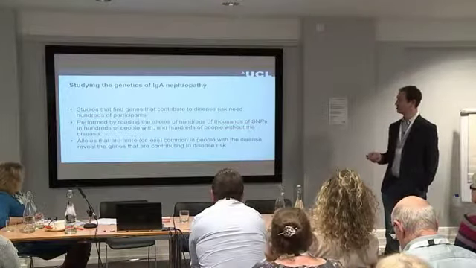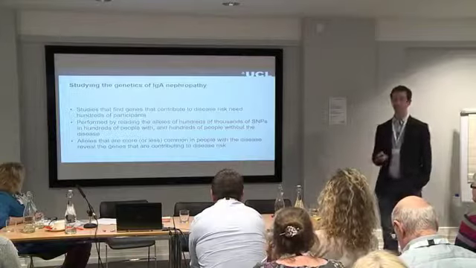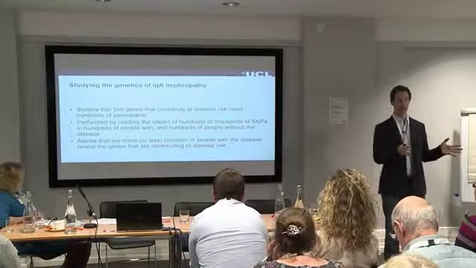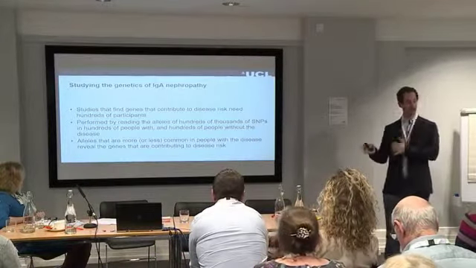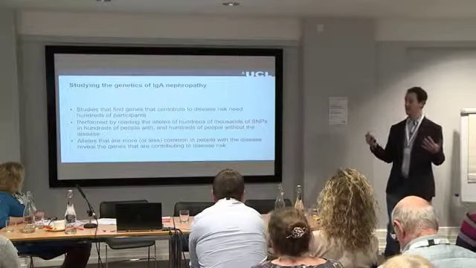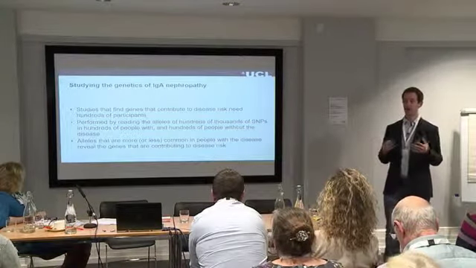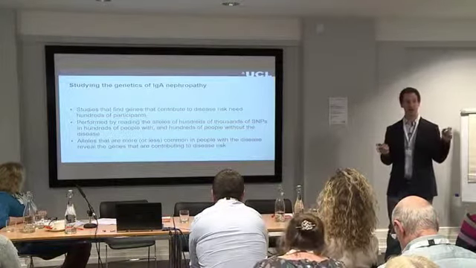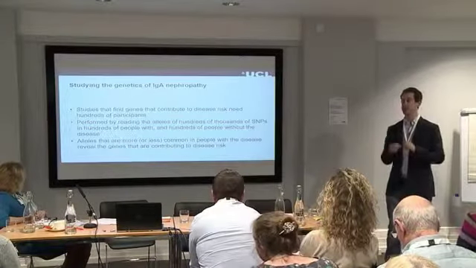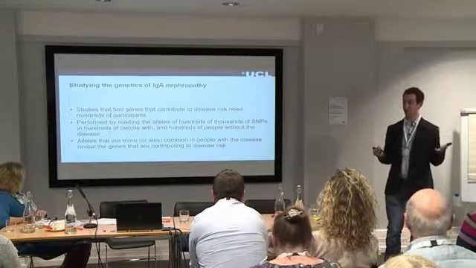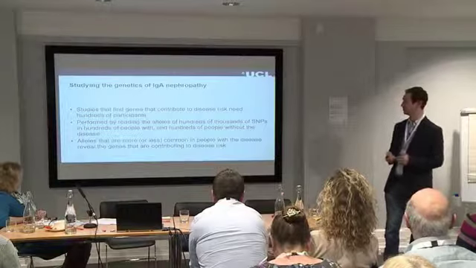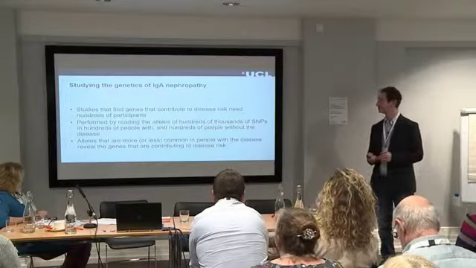And in order to do these sorts of studies, you need lots of people. Lots of people with IgA nephropathy, for instance, and lots of people without IgA nephropathy. And then with modern genetic technology, one can sample a large number of different genes and see which alleles are of a higher frequency in people with the disease compared with without the disease.